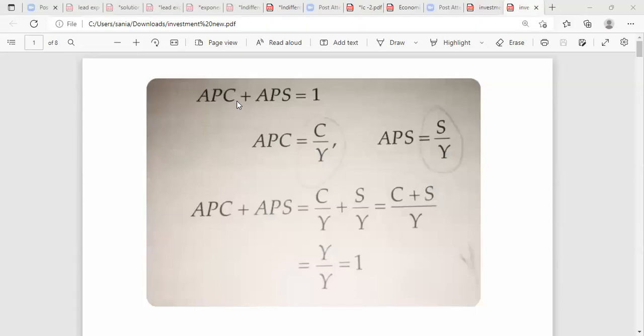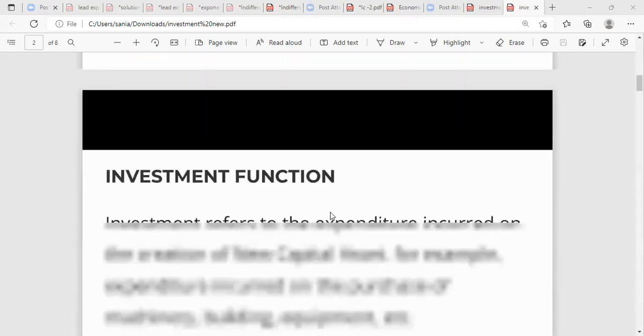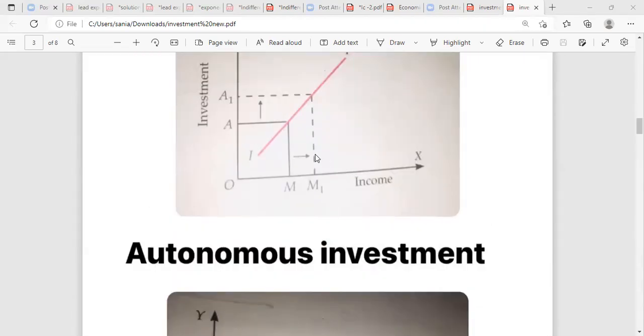Girls, any idea what we were doing? Okay, Maria. The graph. The graph means we were doing this. The graph of this autonomous and all that.